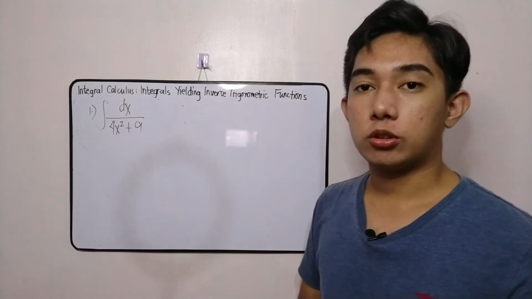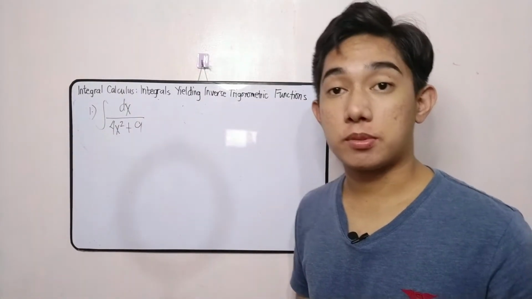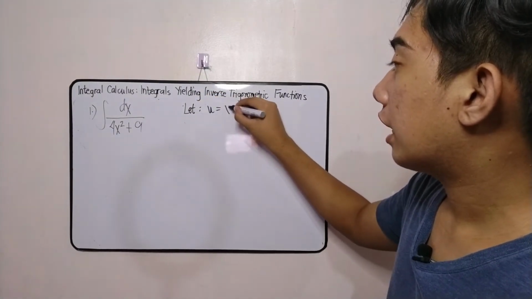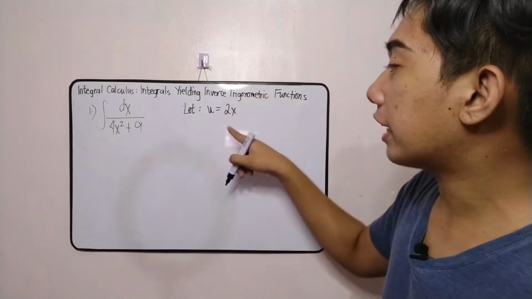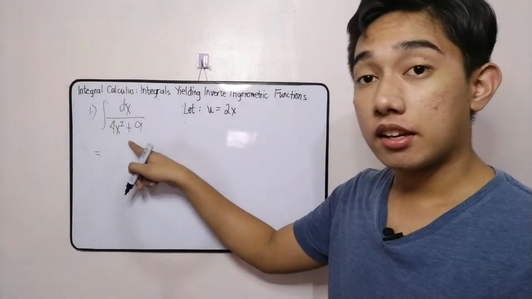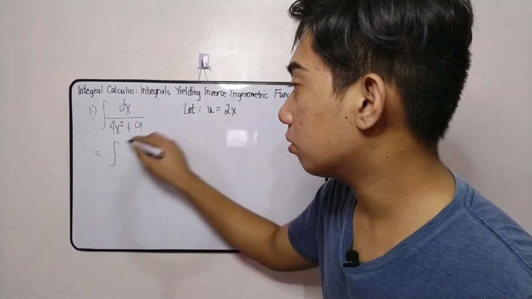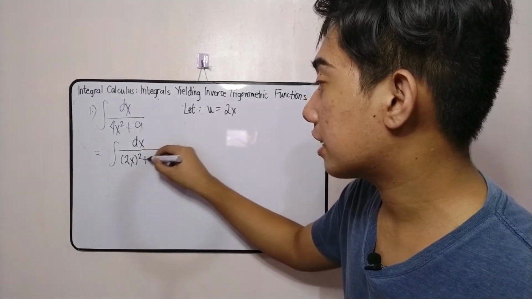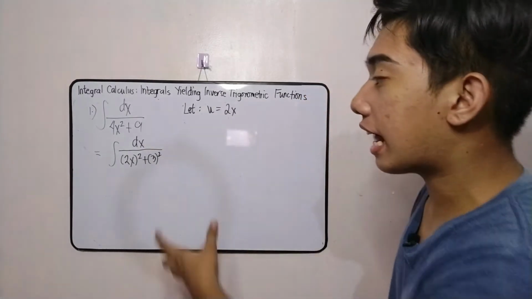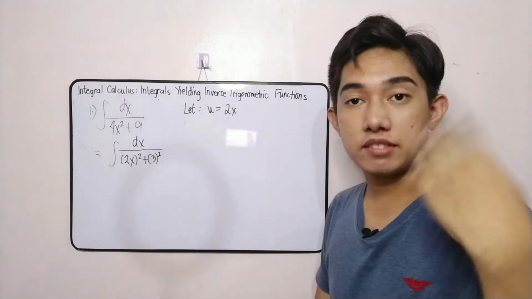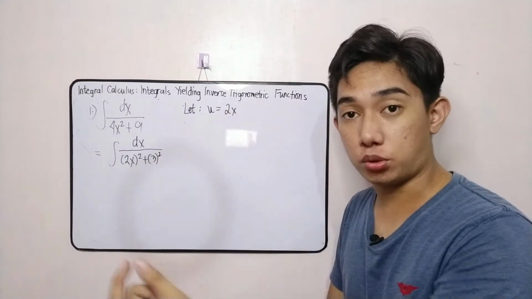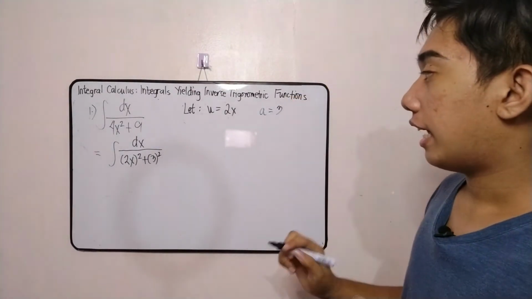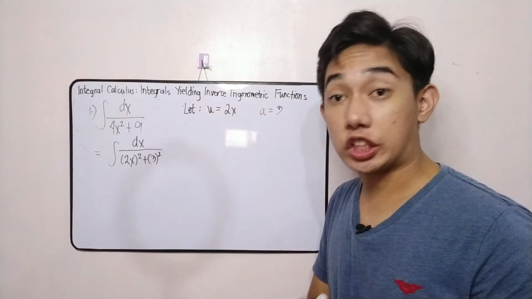So, practically, to solve this one, we will always use u substitution. So, let u is equal to 2x. Bakit 2x? Because we can transform this expression into dx all over quantity 2x squared plus quantity 3 squared. Bakit natin kailangan gawin ganito? Because as I've stated earlier, we need to identify the values of u and a. So in this case, our a is 3. And take note of this value kasi magagamit siya later on.